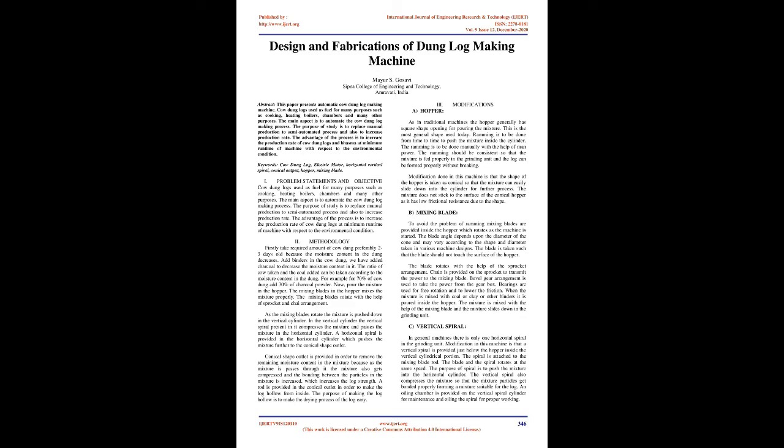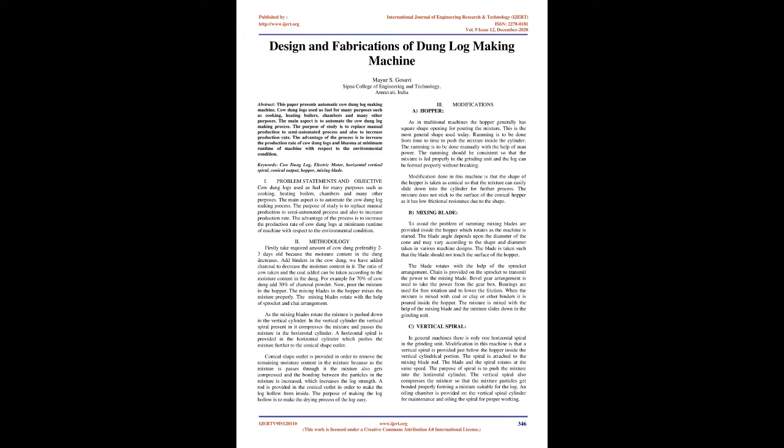Problem statement and objective. Cow dung logs are used as fuel for many purposes such as cooking, heating boilers, chambers, and many other purposes. The main aspect is to automate the cow dung log making process. The purpose of the study is to replace manual production with a semi-automated process and also to increase the production rate. The advantage of the process is to increase the production rate of cow dung logs at minimum runtime of the machine with respect to the environmental condition.